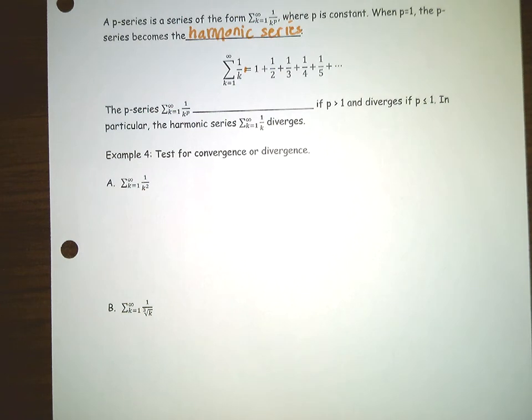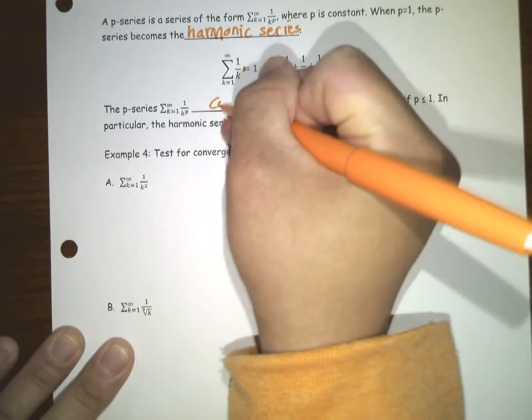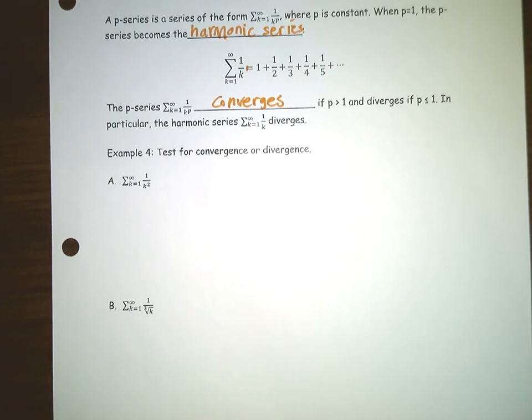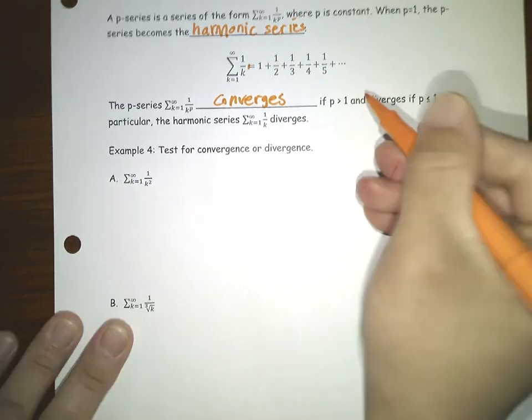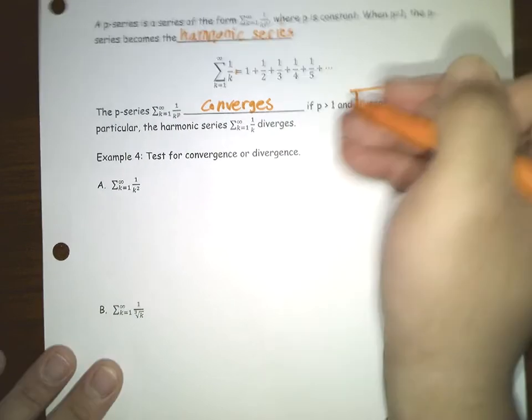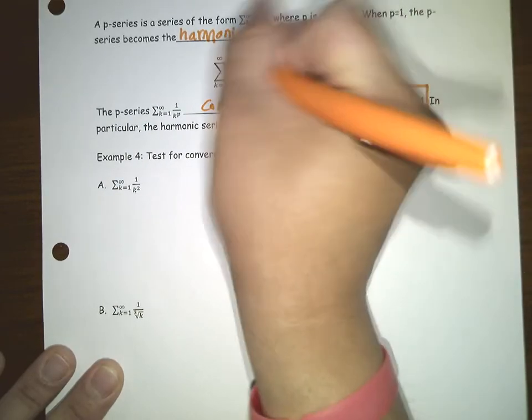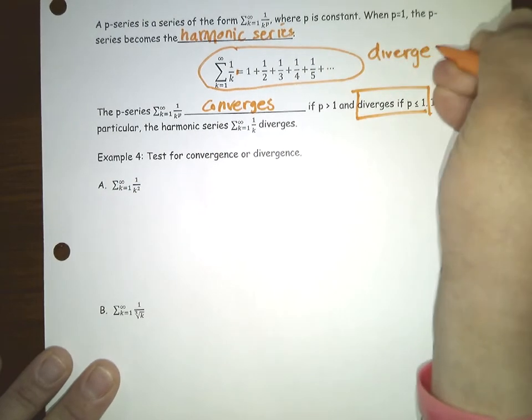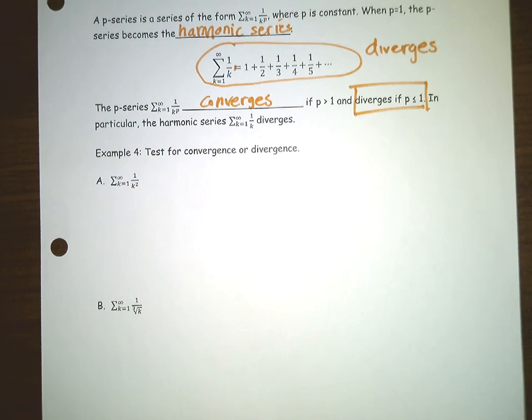The P series, sum k equals 1 to infinity of 1 over k to the p, converges if p is greater than 1, and diverges if p is less than or equal to 1. So in particular, then, the harmonic series diverges. So this series actually diverges. Just so that I'm absolutely clear on that, that series diverges.